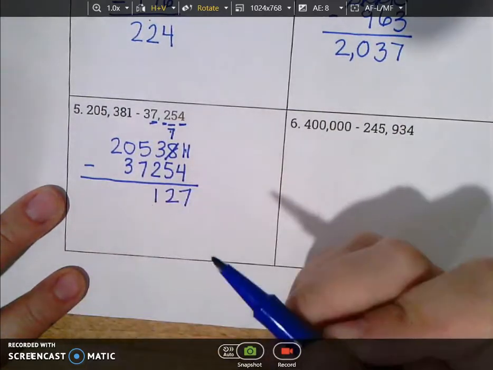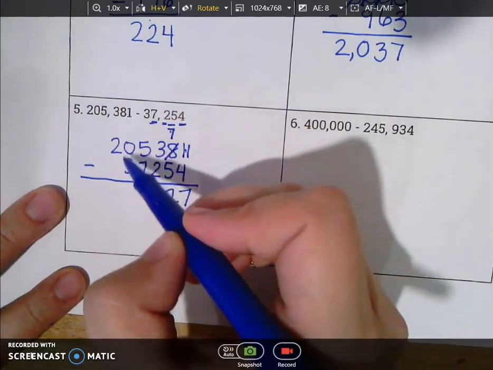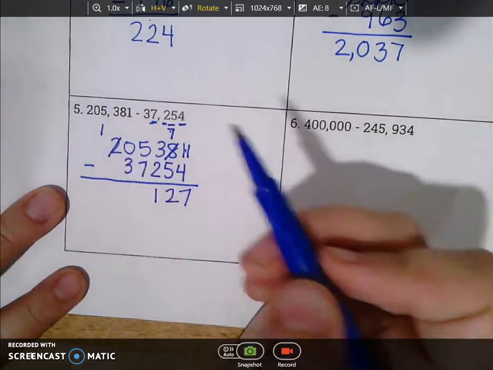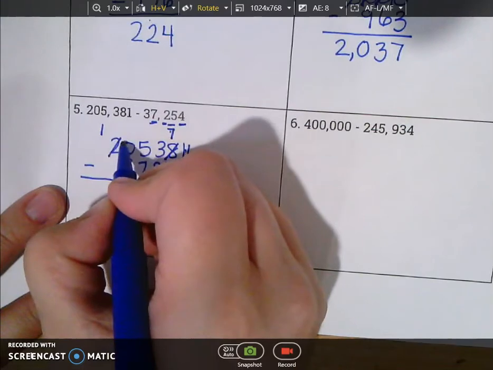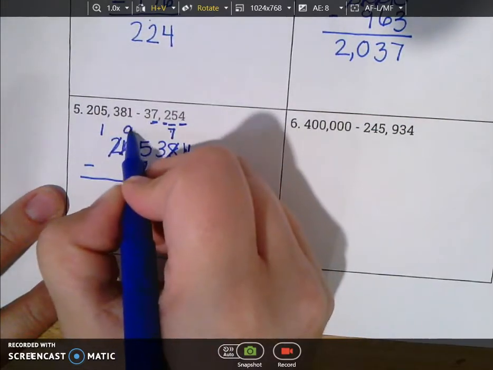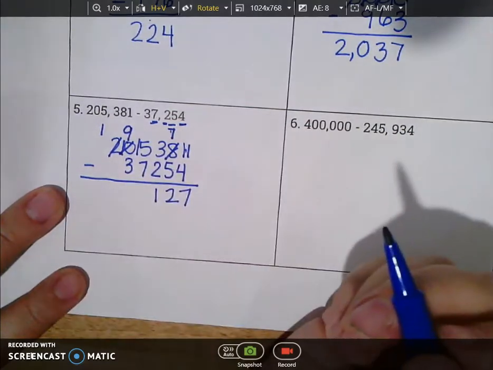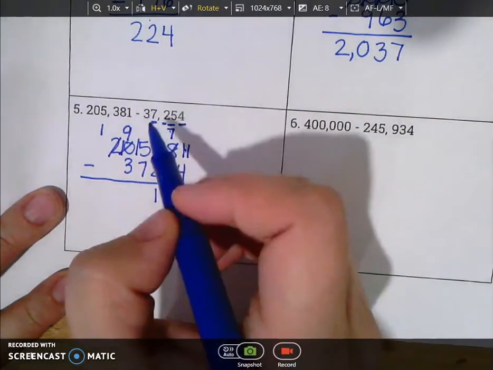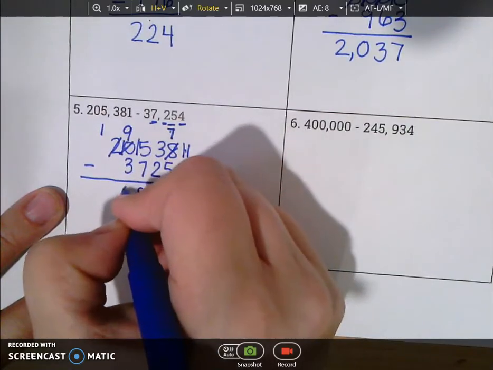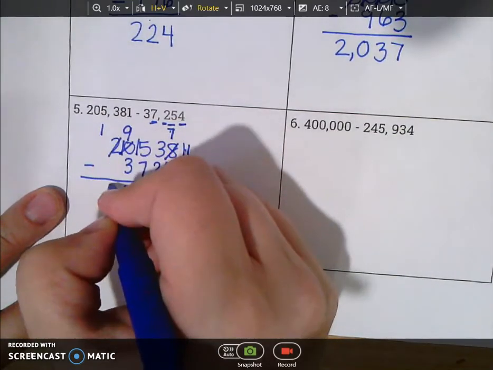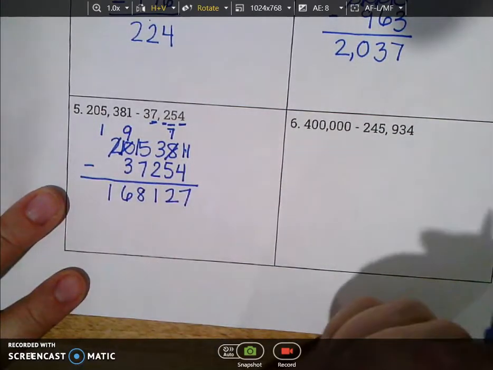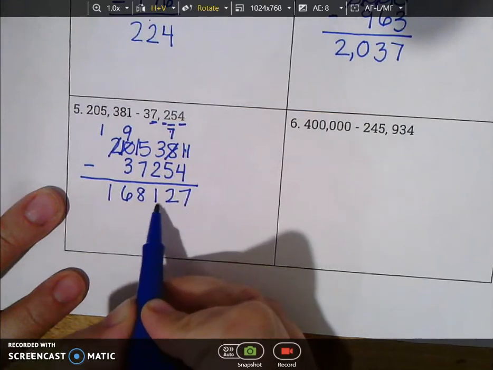I can't do 5 minus 7. I can't do 0 minus 3, so I've got to come over to the 2 and take 1. And now that I've taken 1 from here, I can put 10 in the next column. Take 1 from 10, and it becomes a 9. And this one becomes a 15. So 15 minus 7 is 8. 9 minus 3 is 6. 1 minus nothing is 1. Now that I've got all of this here, I can put my comma. 1, 2, 3, comma.